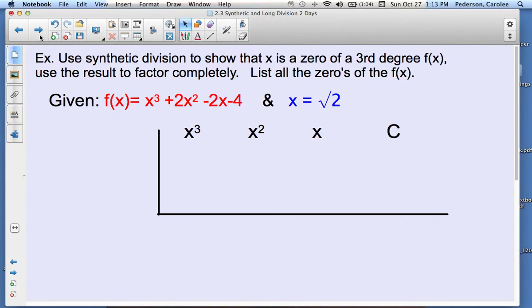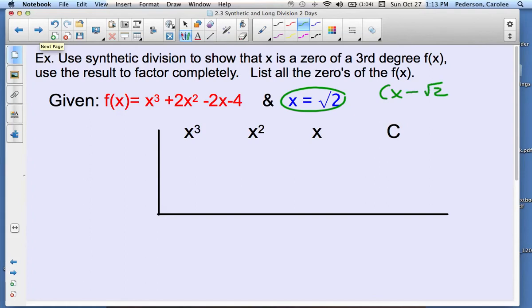So we say that our factor is x equals the square root of 2. So in factored form, it would be x minus the square root of 2. This is one of the zeros. So this is our constant k, so k equals the square root of 2. Now we take our coefficients, 1, 2, negative 2, and constant of negative 4. Now we do our synthetic division.